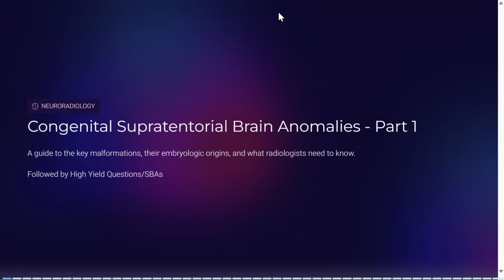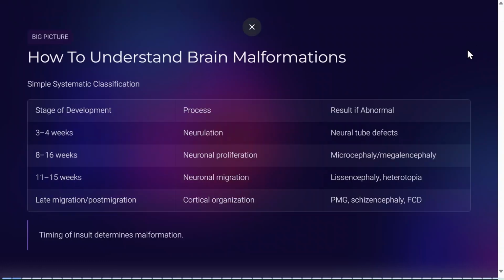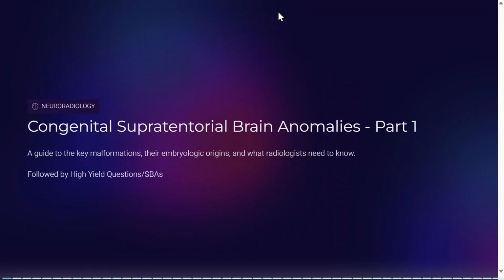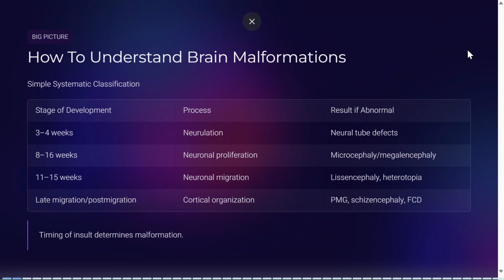How to understand brain malformations. Basically, we cannot learn these conditions individually; we need to build a framework. Brain malformations are best understood by when the insult occurs during development. To understand that, we need to have a core idea about what is happening when during embryogenesis.